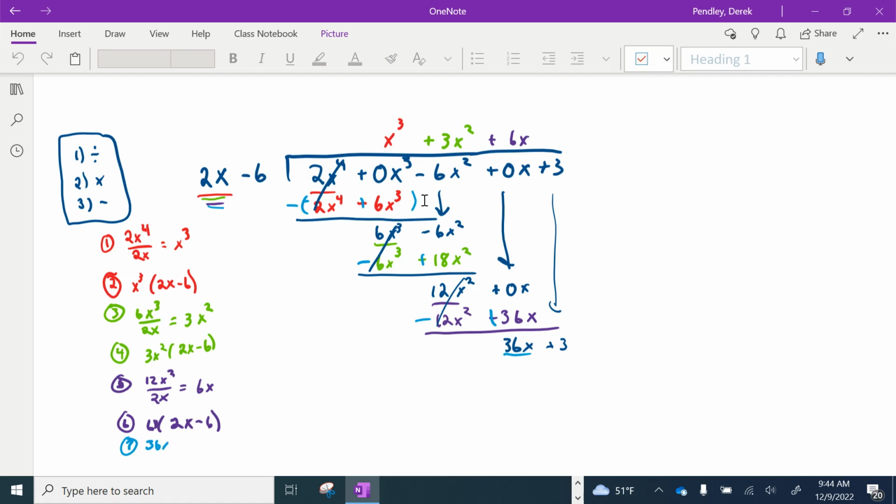Gives me the 18. And then I need to multiply for step 8 that 18 times 2x minus 6. When I do that, I get the 36x minus 108.